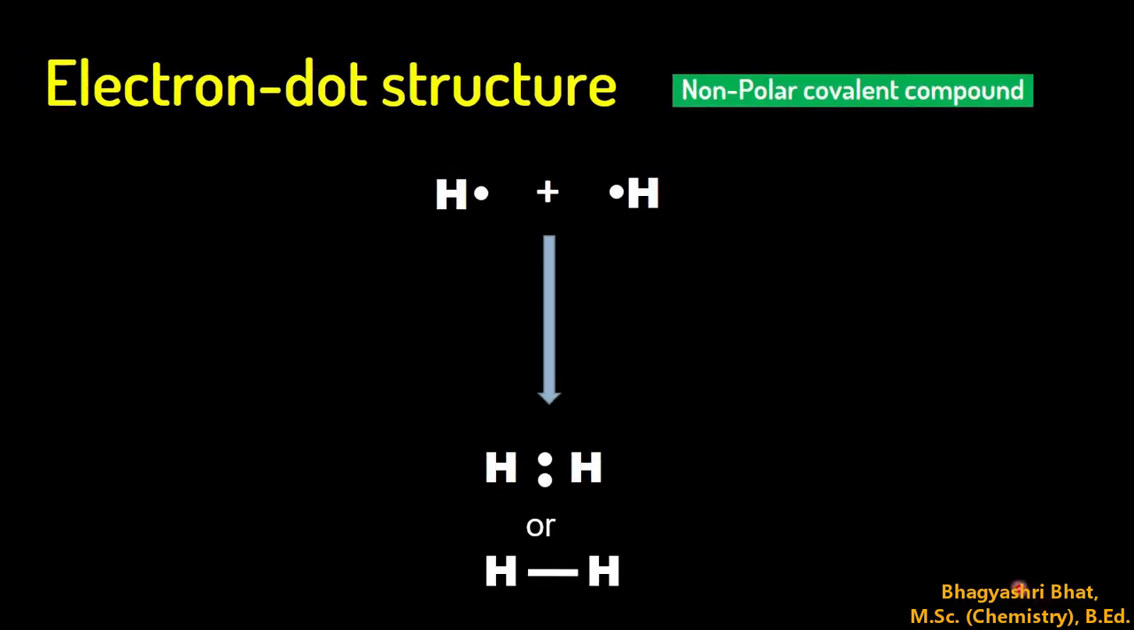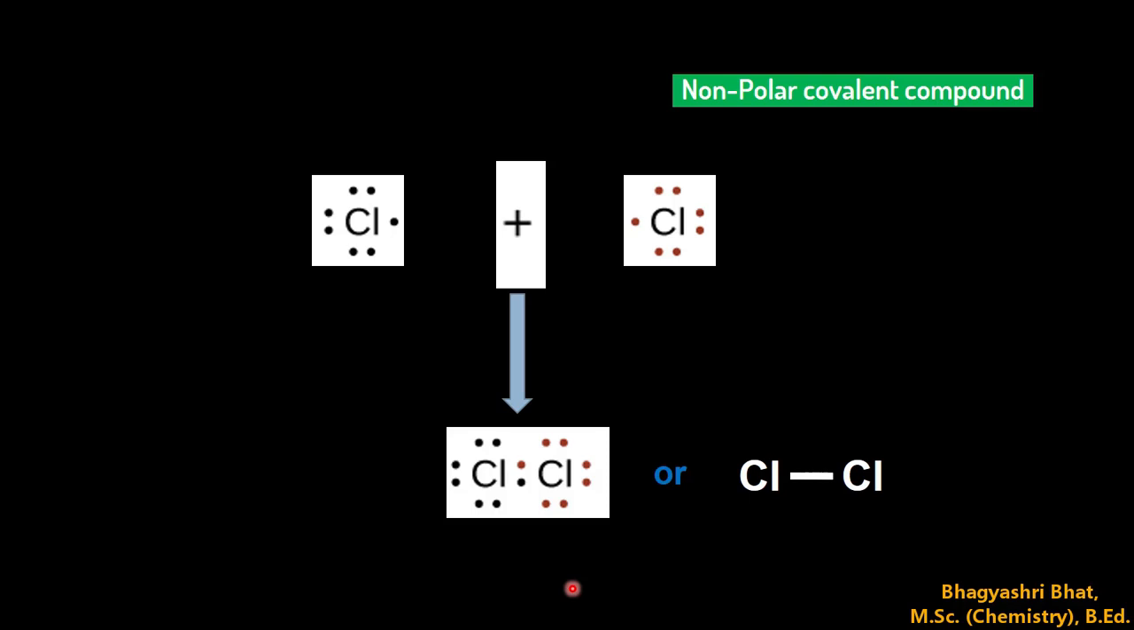So let's learn how to draw electron dot structures for a few polar and non-polar covalent compounds. First example I'm taking here is the hydrogen molecule. In a hydrogen molecule there are two hydrogen atoms. Each hydrogen atom has one valence electron. By each hydrogen atom sharing one electron, they mutually share a pair of electrons between them. Since a pair of two electrons is shared between two hydrogen atoms, the resulting bond is a single covalent bond.